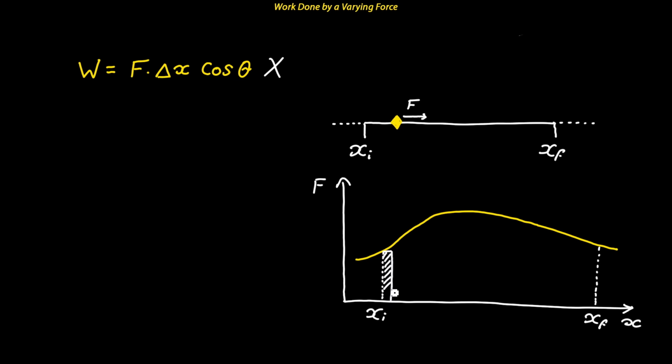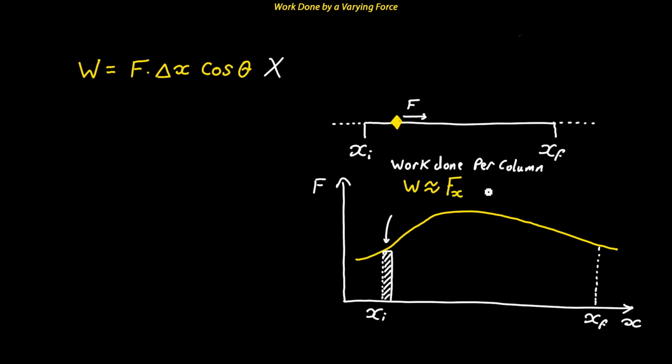So you notice that the tops of these bars are horizontal, which means that for each of these displacements, we're assuming that the force is constant. Now, it's not exactly constant, but it's a good approximation. So for each of these minute displacements, we can say that the force on the particle is constant.